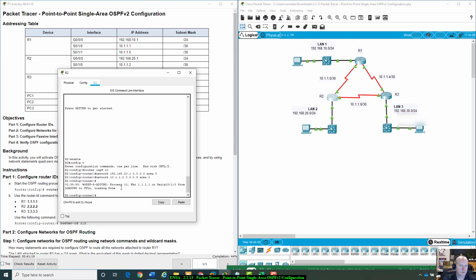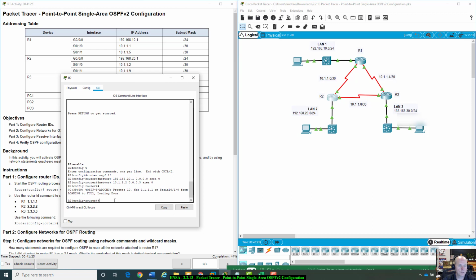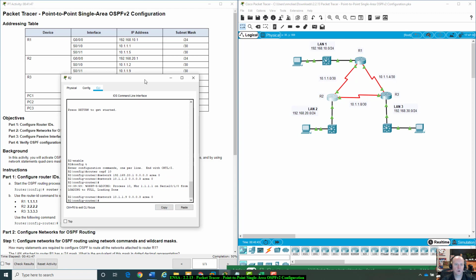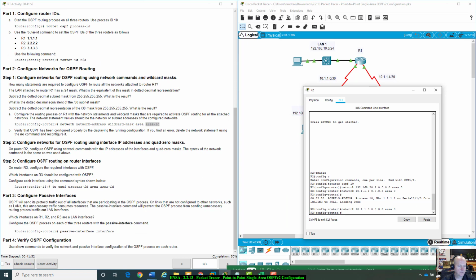All right, so the last one we want to do is the serial 0/1/1, so let's do up arrow. The only thing that's going to change on this one is the .9. All right. Still /30, so the inverse of the subnet is going to be that wildcard mask. Everything's area 0 in this case. All right, so man, we're at 50%. That's good. All right, so let's look back. The syntax of the network command is the same as was above. All right, so we're good.